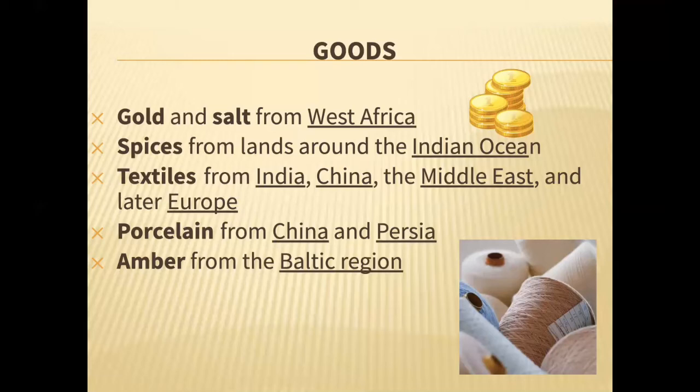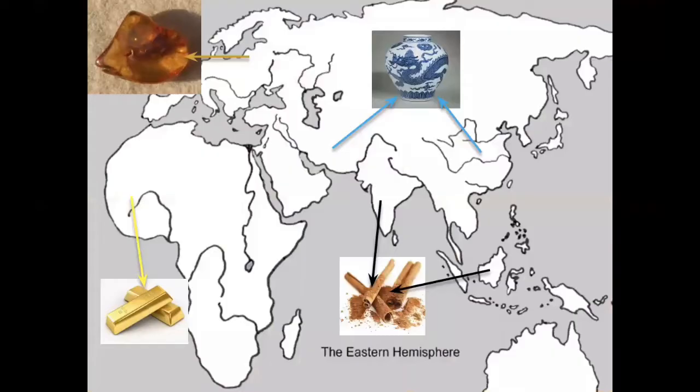And then we have amber from the Baltic region, which was a mineral used for different types of jewelry and things like that. This is amber up here in this left corner. And then we have porcelain over here on the continent of Asia, representing that Chinese and Persian influence. Then we have gold down here in North Africa, because remember the Trans-Saharan is known as the golden salt route. And then sugarcane, which we will talk about in this next slide.